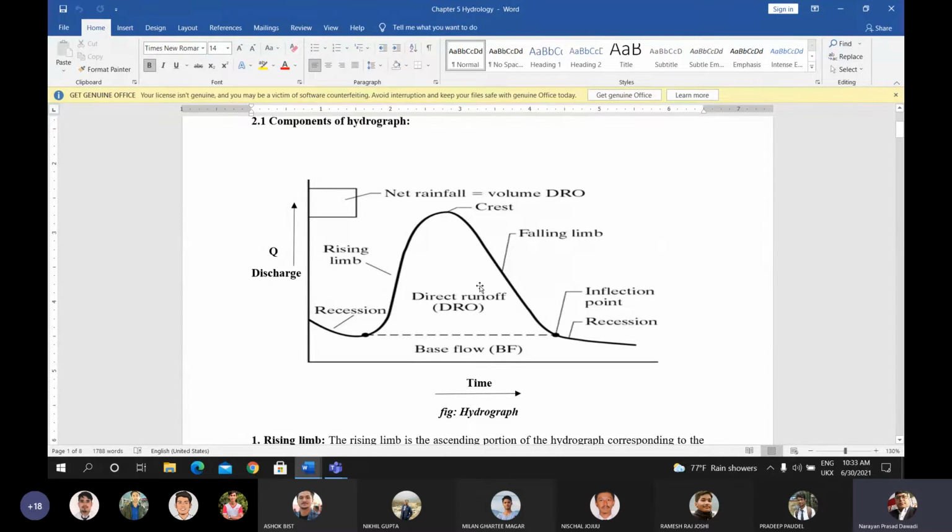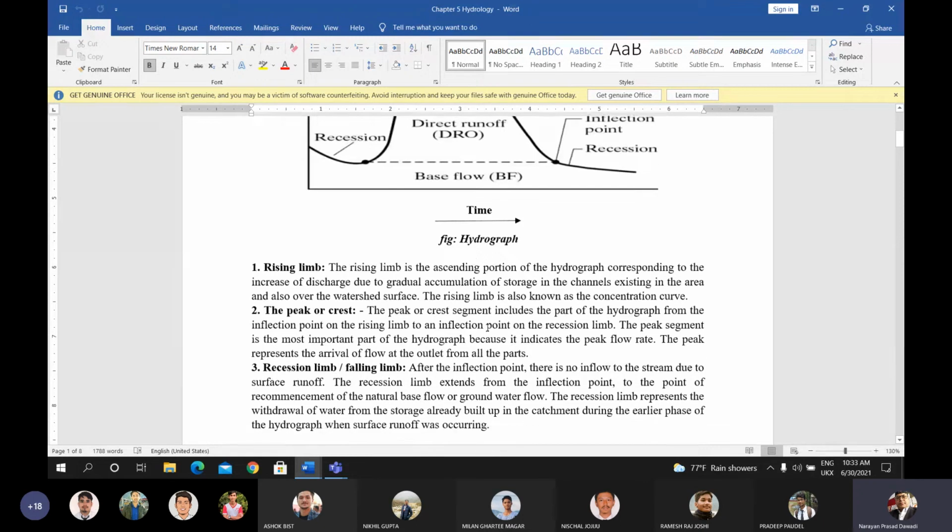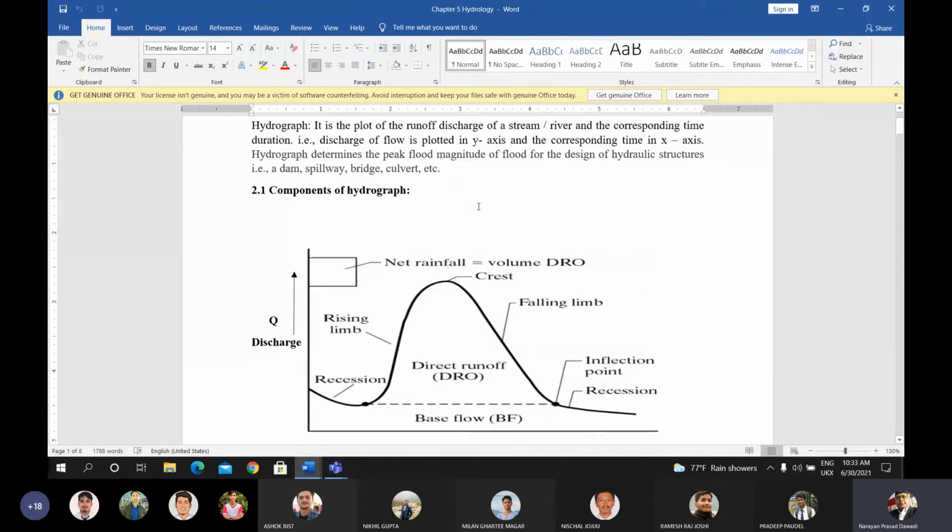This is the hydrograph. The hydrograph is the flood hydrograph or the hydrograph of the river. After subtracting the contribution of base flow, the hydrograph will be the direct runoff hydrograph. Now what are the components of the hydrograph?